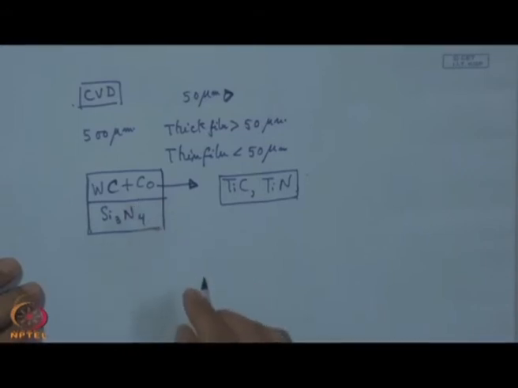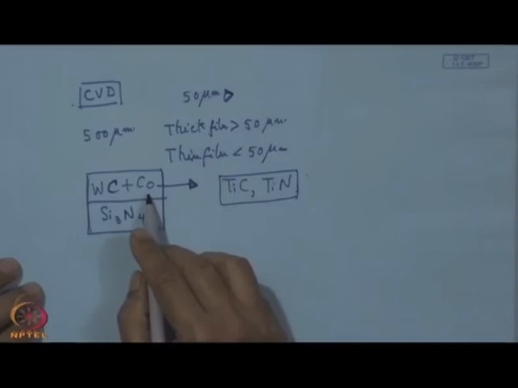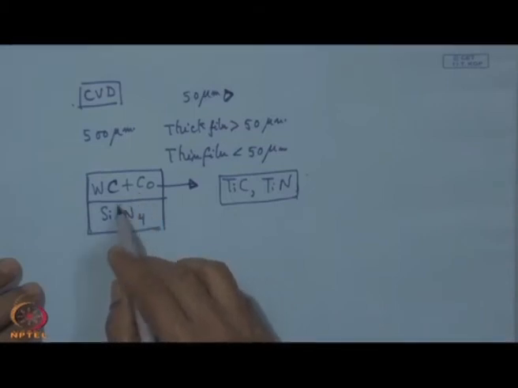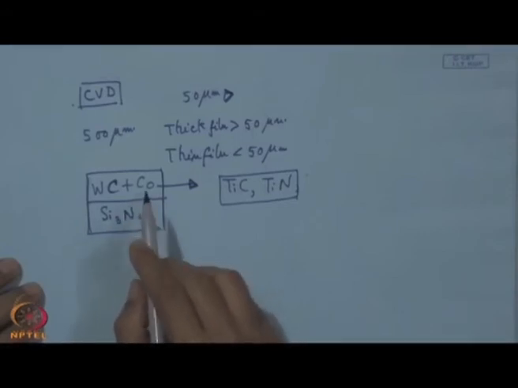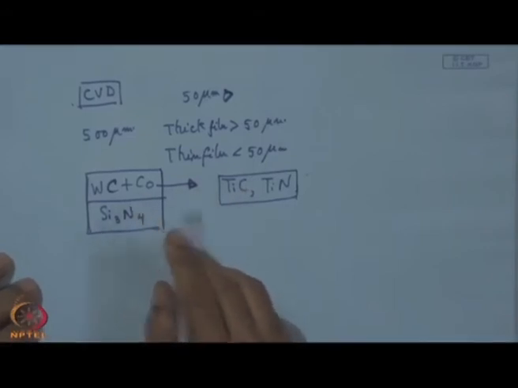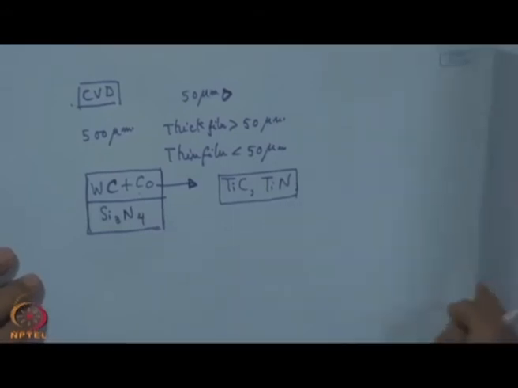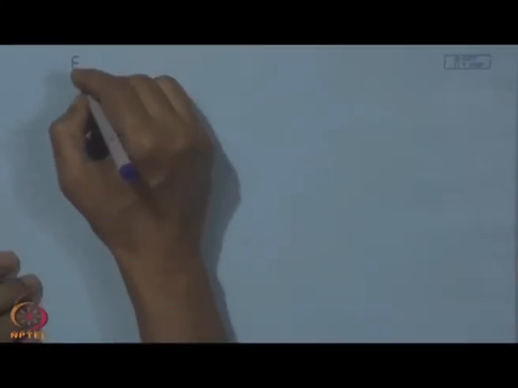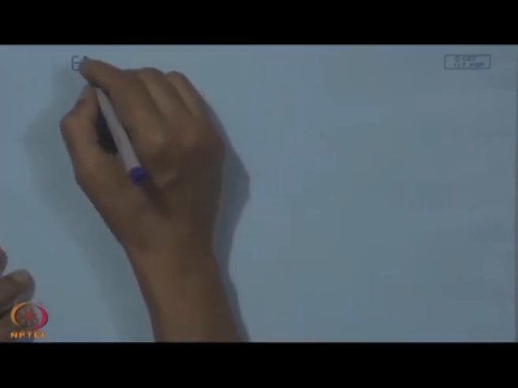Now, when we have cobalt, then the diamond which is deposited on the surface cannot be a stable diamond, and this cobalt tries to make this conversion of diamond to graphite. Nucleation and further growth of diamond becomes extremely difficult on cobalt surface. So, here the whole idea is to remove this cobalt. So, treatment of cemented carbide substrate. Here one way of doing the thing is etching of cobalt.